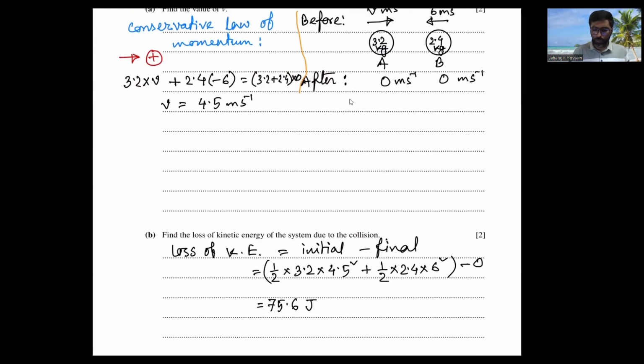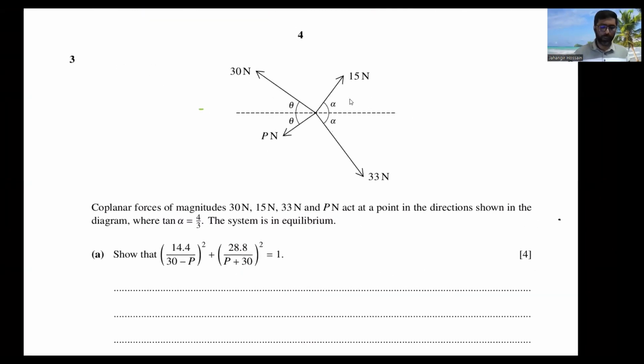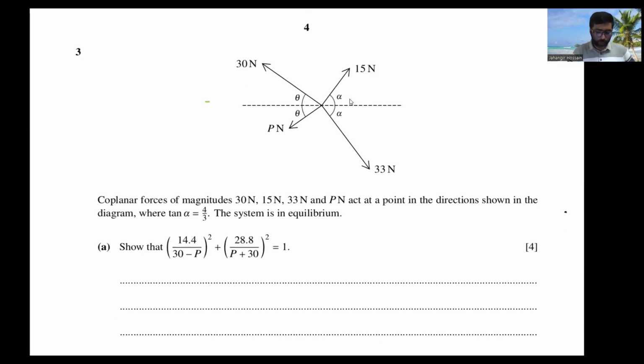So that's question number 2. Now let's move to question number 3. Question number 3 is this one: coplanar forces of magnitude 30 Newton, 15 Newton, 33 Newton, and P Newton act on a point in the direction shown in the diagram where tan alpha is 4 by 3. The system is in equilibrium. You have to show an expression is in terms of P only. So you see, there is another unknown apart from P, which is theta. So you have to eliminate theta.